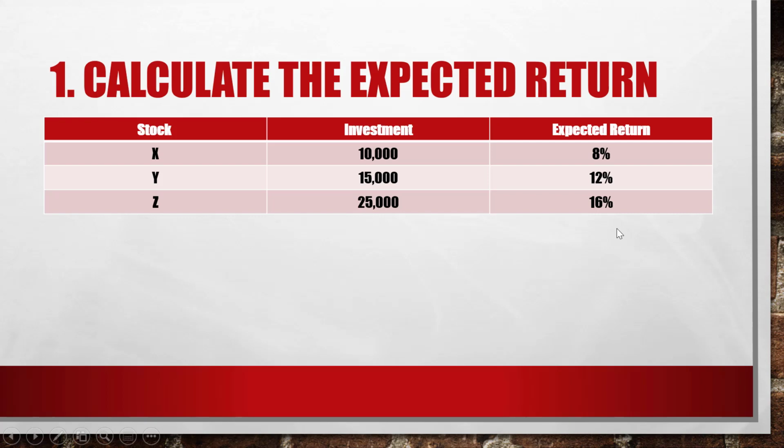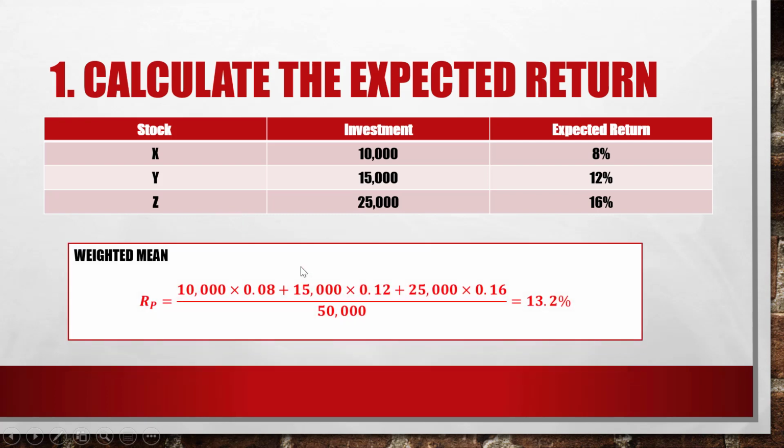return rate 16%. And we want to estimate the expected return, so we have to use the mean. However, you see that here we do not invest the same money into each stock. We invest $10,000 into stock X, $15,000 into stock Y, and $25,000 into stock Z. So we have to use weighted mean instead of the regular mean. So RP here is the mean, and I'm going to take each investment value times its expected return, then add them together and divide by the total amount of money that we put into the 3 stocks.